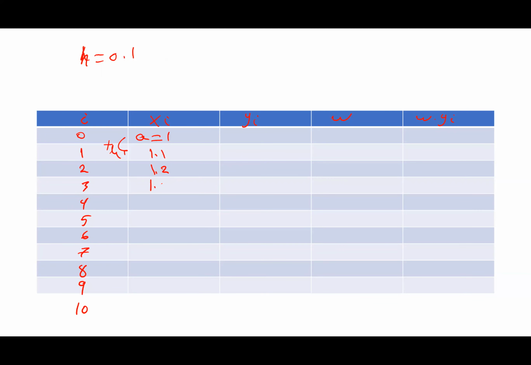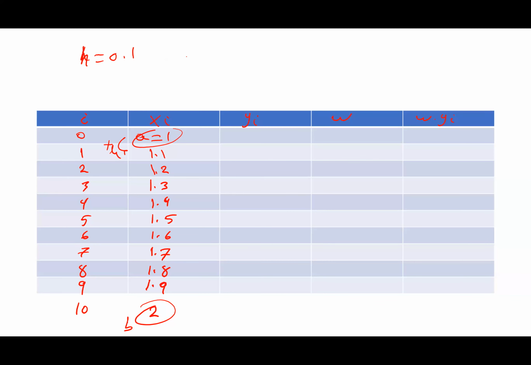Next will be 1.3, 1.4, 1.5, 1.6. Just add 0.1 each time. 1.7, 1.8, 1.9, and 2. See, the first one is equal to A, the last one is equal to B. The last point must be equal to B, which is 2, the upper limit of the integral.